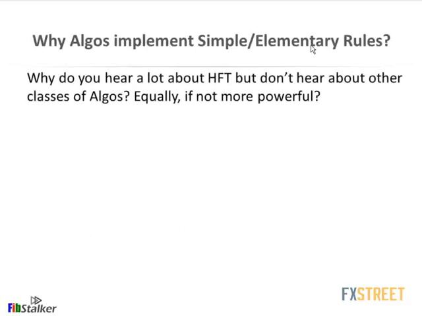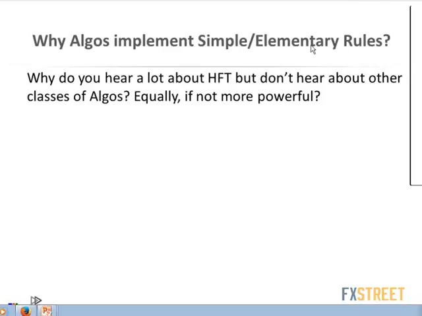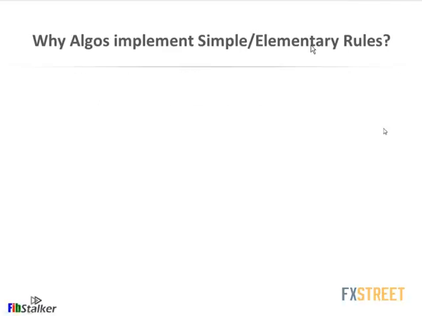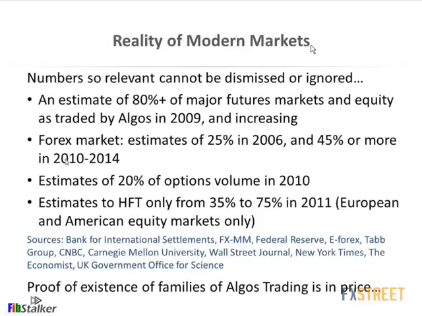So I have another question here. Any idea how much is the algo trading percentage for Forex? I just gave that to you. It was 45% in 2010. Today it could be 50% or more.